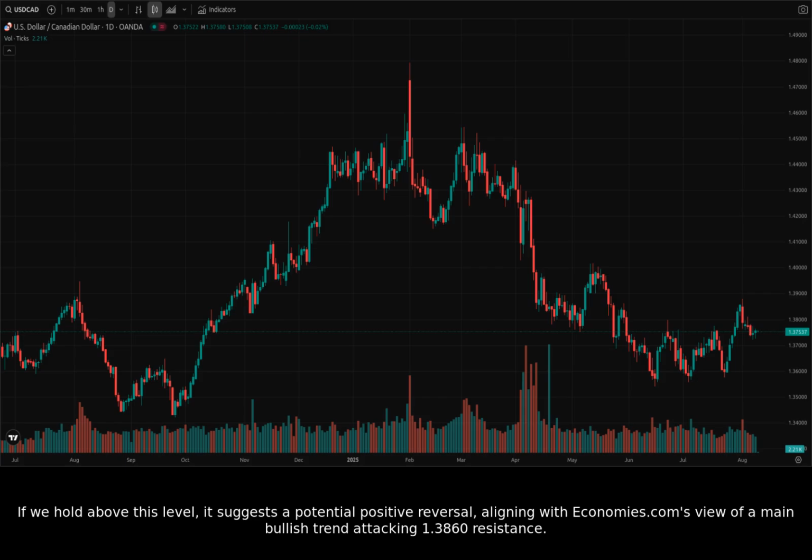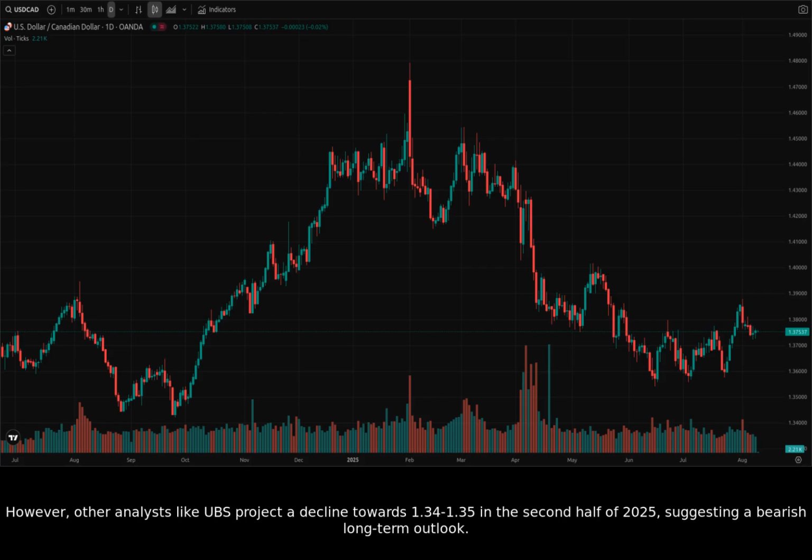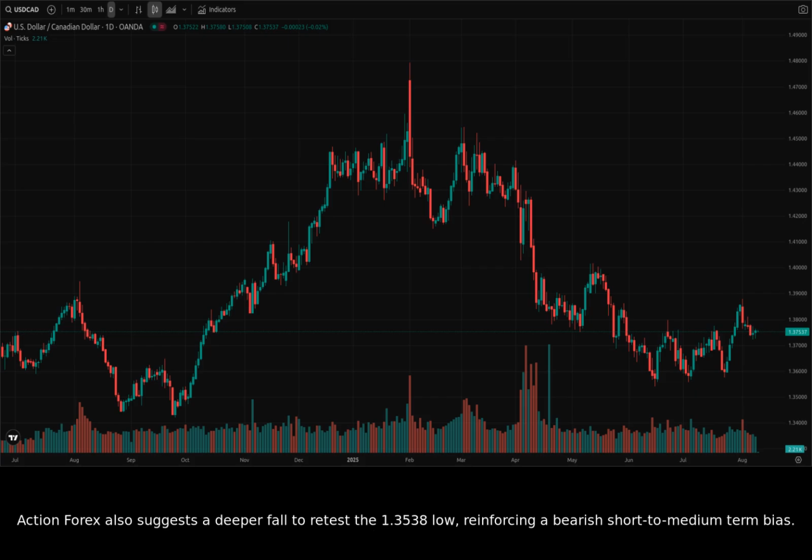trend attacking 1.3860 resistance. However, other analysts like UBS project a decline towards 1.34 to 1.35 in the second half of 2025, suggesting a bearish long-term outlook. Action Forex also suggests a deeper fall to retest the 1.3538 low, reinforcing a bearish short to medium-term bias.